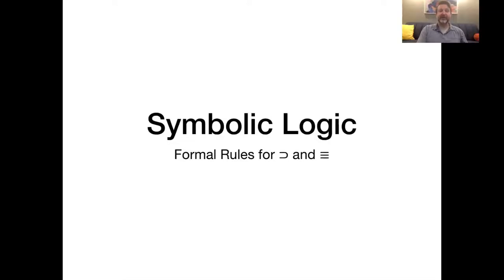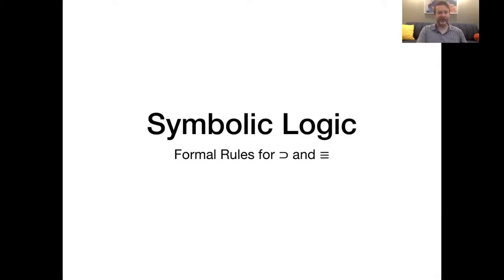Today we're going to be learning about formal rules for conditional and biconditional. These will add to the previous formal rules that we've already looked at for conjunction and disjunction. And eventually, next week, we'll be learning rules for negation. And this will bring us through to have all of the formal rules that we're going to have for our system of natural deduction.